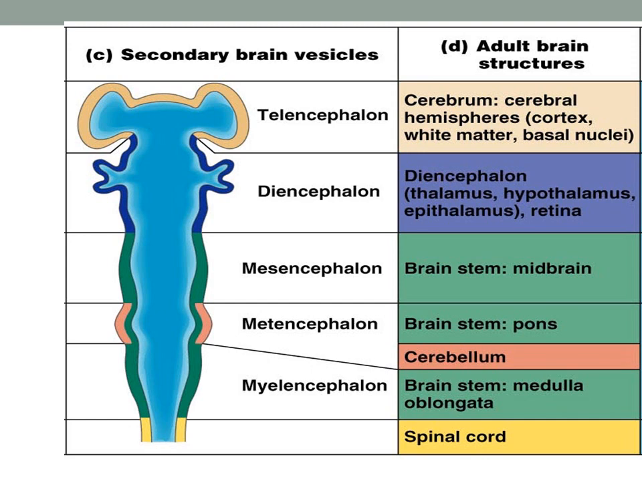And this is a fluid-lined cavity. There's a fluid-lined cavity of all these structures that is a continuous cavity that gives us the ventricle system of the brain, which is continuous with the central canal of the spinal cord.